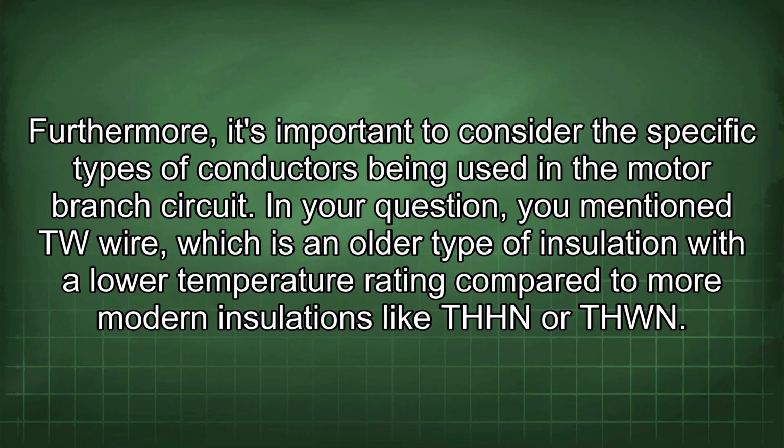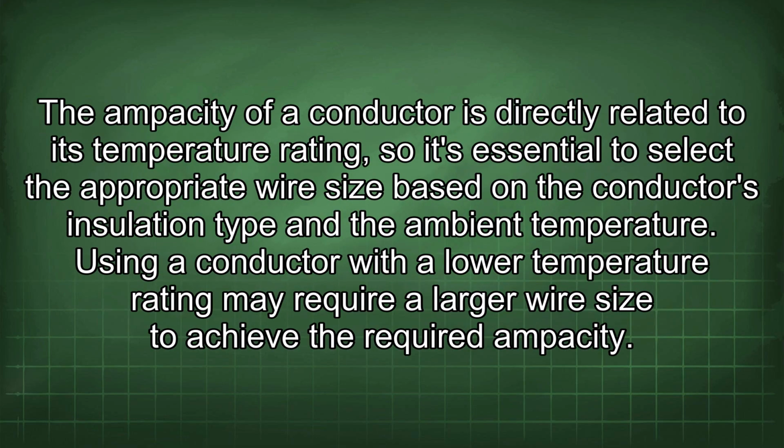Furthermore, it's important to consider the specific types of conductors being used in the motor branch circuit. In your question, you mentioned TW wire, which is an older type of insulation with a low temperature rating compared to more modern insulations like THHN or THWN. The ampacity of a conductor is directly related to its temperature rating, so it's essential to select the appropriate wire size based on the conductor's insulation type and the ambient temperature. Using a conductor with a lower temperature rating may require a larger wire size to achieve the required ampacity.